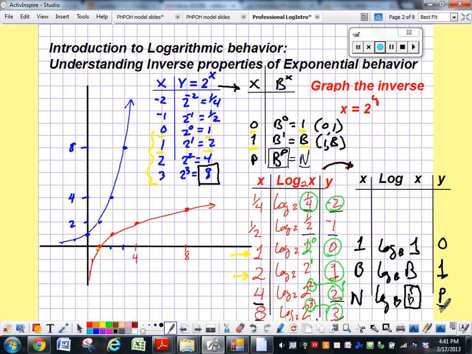Now tomorrow what we're going to talk about is how do we take something like this equation and use logarithms to actually rewrite it so that it looks like this. And that's for tomorrow. So for today, you have taken an exponential function, you've graphed the inverse, and we've made inverse properties of this logarithm behavior by what happened exponentially. Good job.